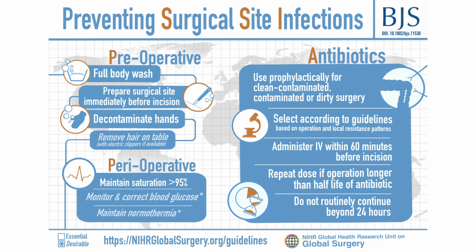Then how do you prevent surgical site infection? So pre-operatively you can focus on the asepsis precautions, full body wash. You can prepare the surgical site immediately before incision. Completely aseptic precaution. You have to decontaminate the hands. Remove hair on table with electric clippers if available.